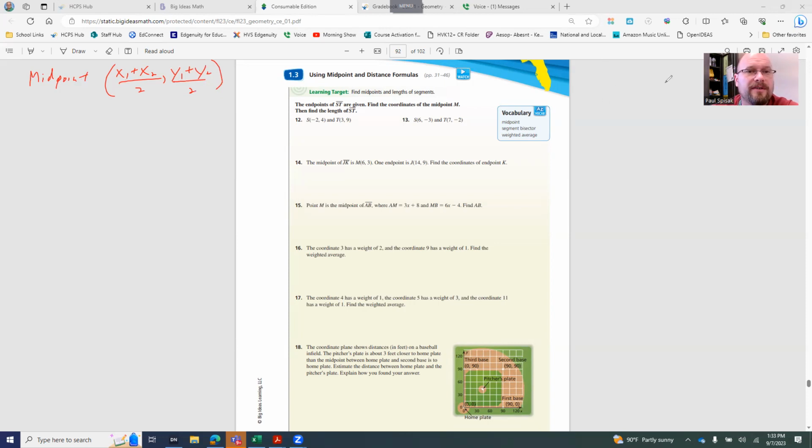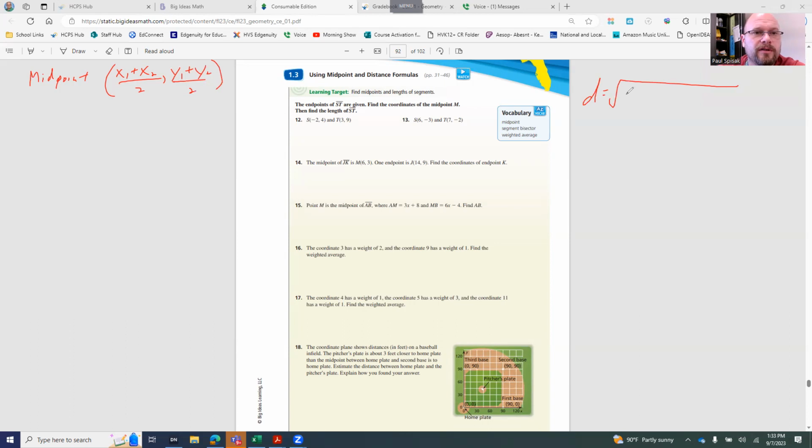The other formula that you need to know is our distance formula. So distance equals the square root of x2 minus x1 squared plus y2 minus y1 squared. Again, both of those are on our reference sheet. Now, the other one that you could use in place of distance, which is not on the reference sheet, is the Pythagorean theorem.